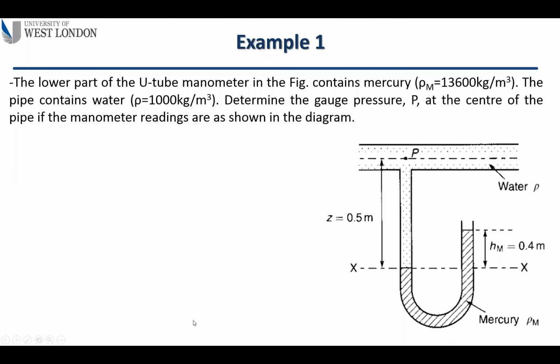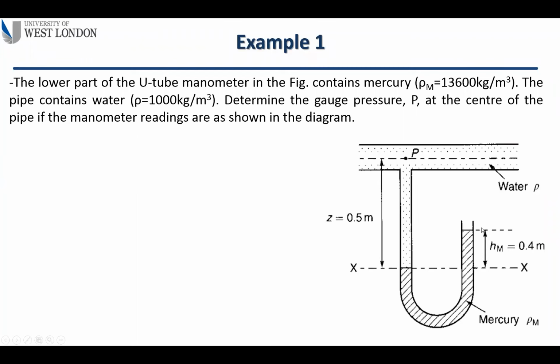So let's go with one example. We have a U-tube manometer. The lower part of the U-tube contains mercury with a density of 13,600 kilograms per cubic meter. The pipe contains water with a density of 1,000 kilograms per cubic meter. Determine the gauge pressure P. That's the purpose of the manometer, to calculate the gauge pressure P at the center of the pipe if the manometer readings are shown in the diagram.